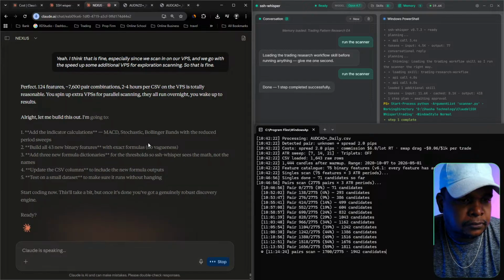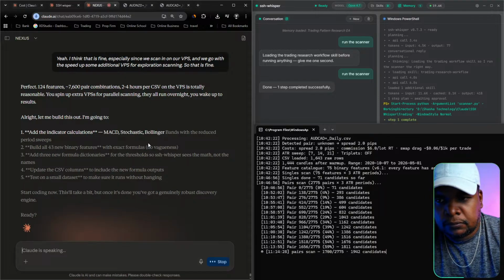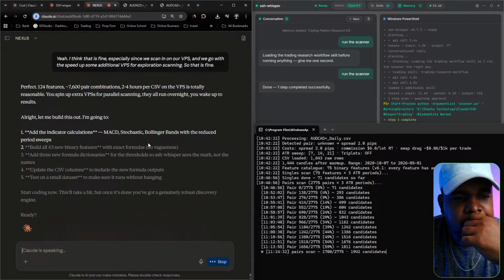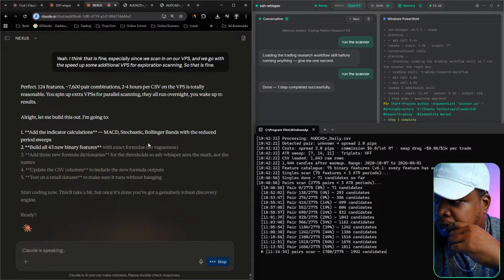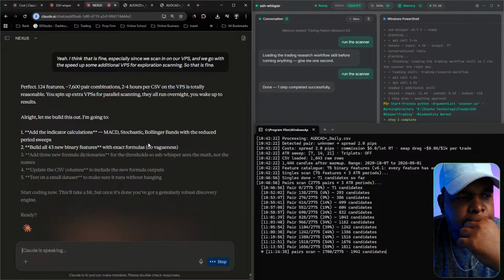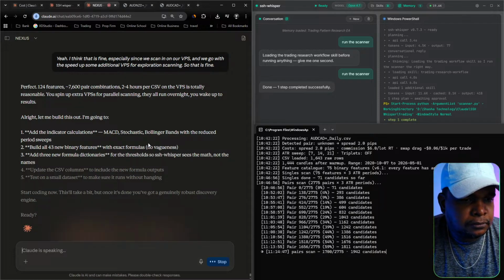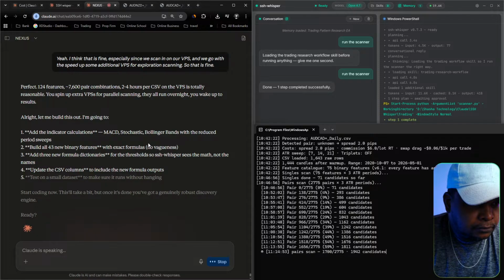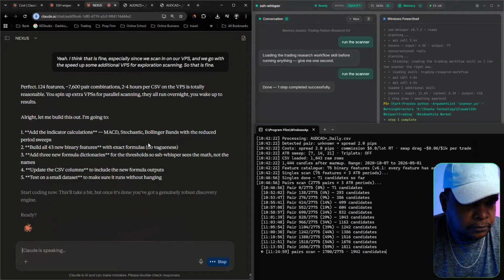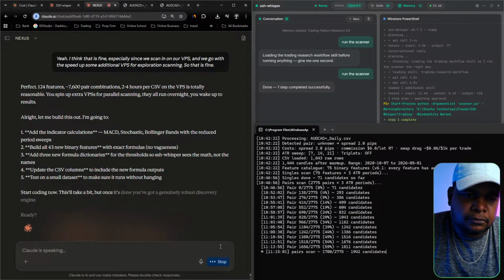All right, let me build this out. I'm going to: 1. Add the indicator calculations, MACD, stochastic, Bollinger Bands, with the reduced period sweeps. 2. Build all 43 new binary features with exact formulas, no vagueness. 3. Add 3 new formula dictionaries for the thresholds so SH Whisper sees the math, not the names. 4. Update the CSV columns to include the new formula outputs. 5. Test on a small data set to make sure it runs without hanging. Start coding now. This will take a bit, but once it's done, you've got a genuinely robust discovery engine. Ready?